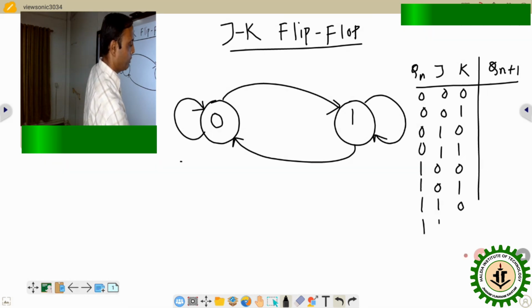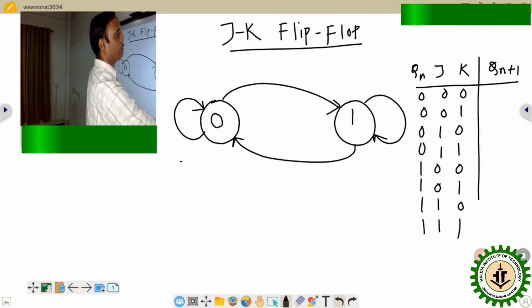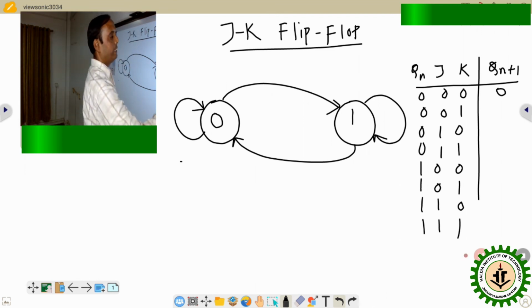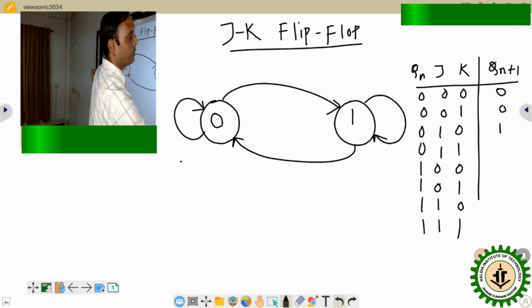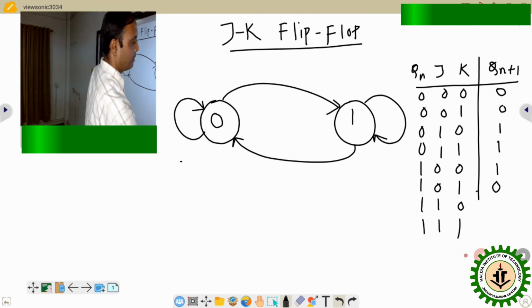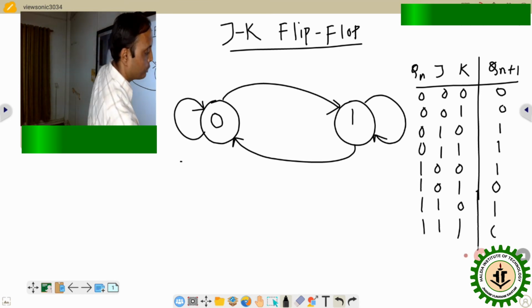For the case 0 0 0, it depends on the current output, so 0. For 0 0 1, it depends on the J value, 0. For 0 1 0, it depends on the J value, 1. For 0 1 1, it will be opposite to the current value; the opposite value is 1, so it will be 1. For 1 0 0, it depends on the current value, 1. For 1 0 1, it depends on the J value, 0. For 1 1 0, it depends on the J value, 1. For 1 1 1, again it is opposite to the current value, so 0.